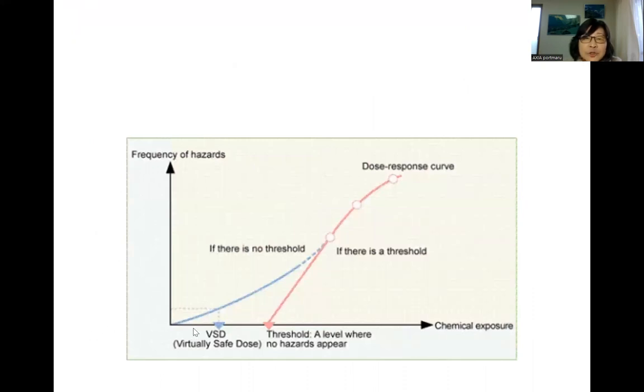And this is the graph showing about the threshold. This is the VSD, virtually safe dose, and this is the threshold, this red curve, a level where no hazards appear. This x-axis represents the chemical exposure, and this y-axis represents the frequency of hazards. So if there's no threshold, it is the safer one. Virtually safe dose in blue. And if it is a poisonous chemical, we have the threshold.